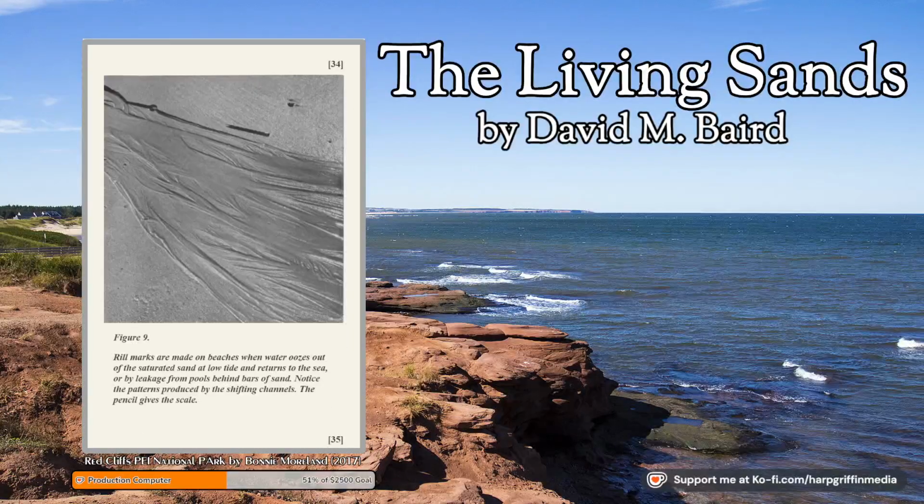Figure 9. Rill marks are made on beaches when water oozes out of the saturated sand at low tide and returns to the sea, or by leakage from pools behind bars of sand. Notice the patterns produced by the shifting channels. The pencil gives the scale.